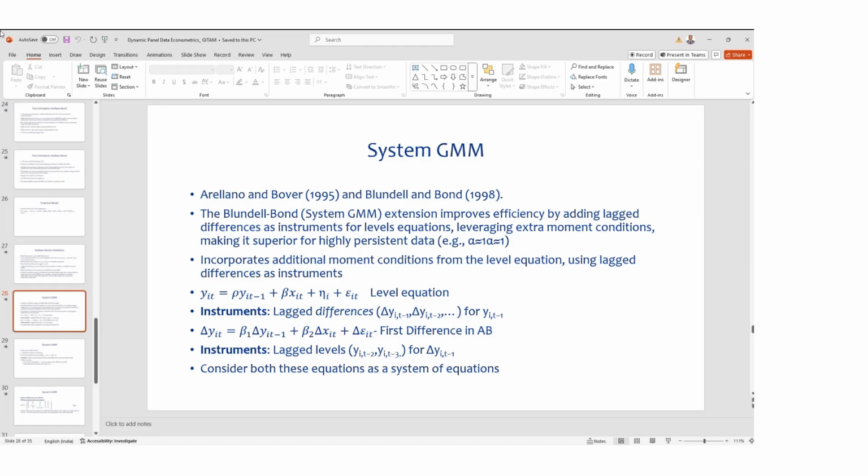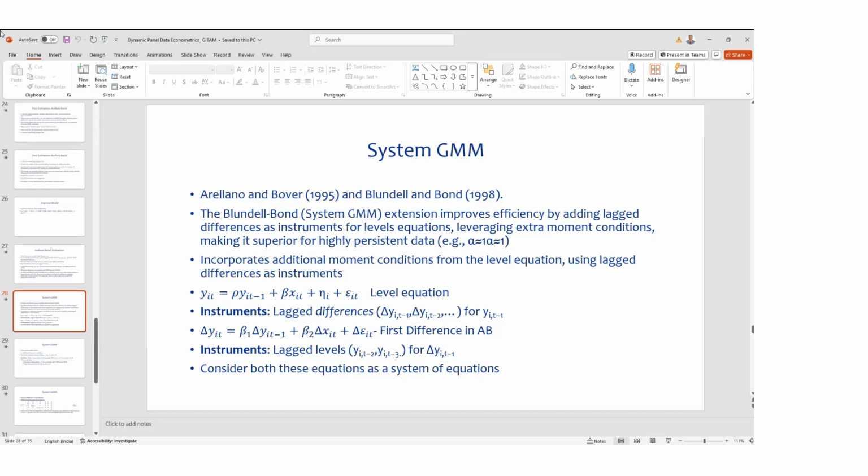Club it together. So it's going to be a much bigger instrumental variable that we are looking at. This is what we do in the system GMM. Okay, so we consider both these equations. Now, if you are taking the level equation, we need to create an instrumental variable for the level equation. How do we create an instrumental variable for the level equation?